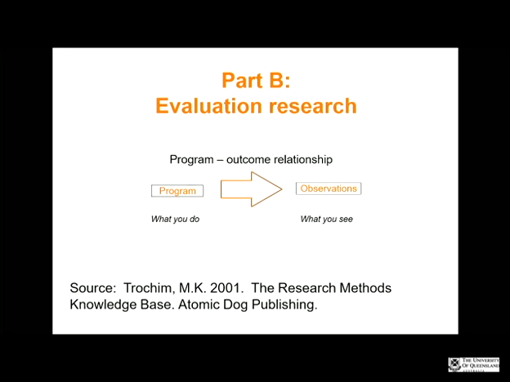Green dot, yes. Okay. We have a program and then we have observations. And what we're looking for is a program outcome relationship. This is the basis of a lot of research, which is, can we discover some sort of causal mechanism? So the program is what we do and the observation is what we see. And we want to know, is there a relationship between what we did and what we saw in our results?